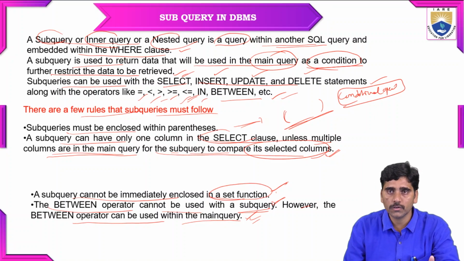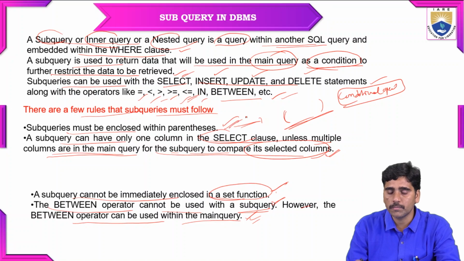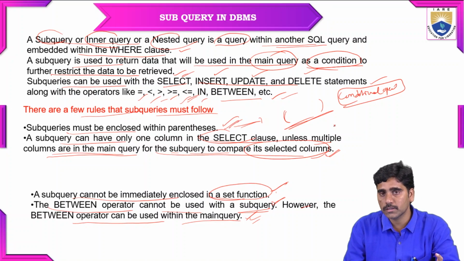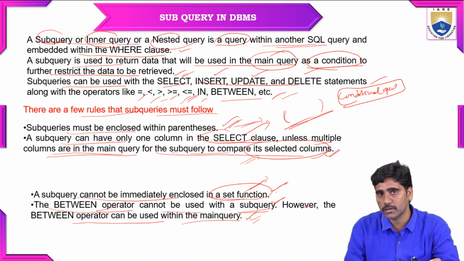To do these processes, we have some set of rules. Subqueries must be enclosed within parentheses. Subqueries can have only one select clause with one column name, but the main query can contain more than one column that you want to display. The subquery cannot be immediately enclosed with a set function, and the between operator cannot be used in the subquery. However, you can use it in the main query.